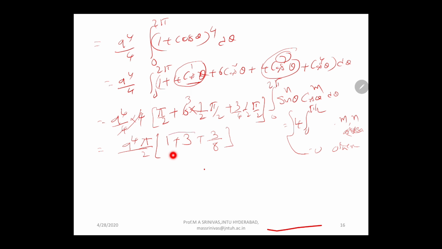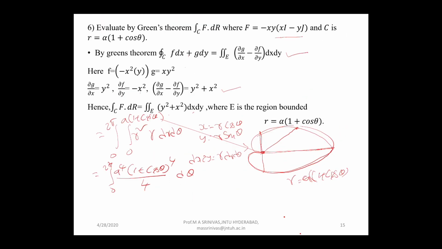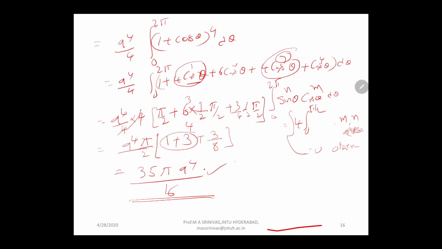This is 3 plus 1 is 4. 8 fours are 32, 32 plus 3 is 35. So 35 pi a power 4, 8 into 2 is 16. So this is the line integral we had to find for this function. But that line integral value, if you evaluate it as a double integral, you will get very easily.